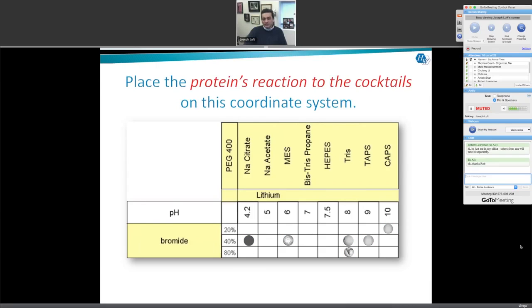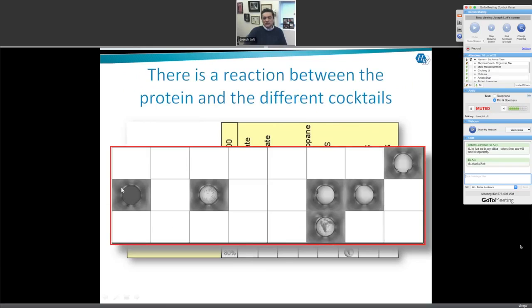So we can populate those cocktails now with the actual outcome of what happened when you take the protein and combine it with that particular cocktail under those chemical conditions. And these are the actual outcomes from these experiments. I'll just blow that up a little. So you can see you have precipitation here, you have crystals, and then you have clear drops over here.